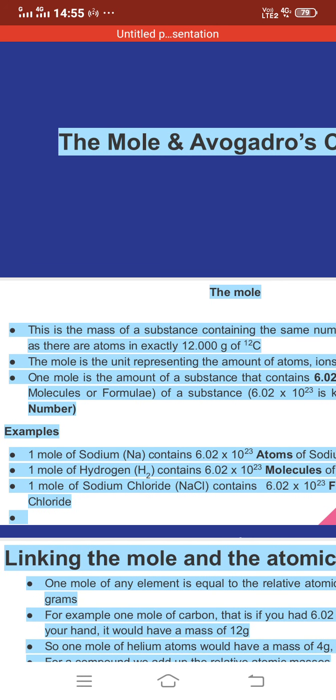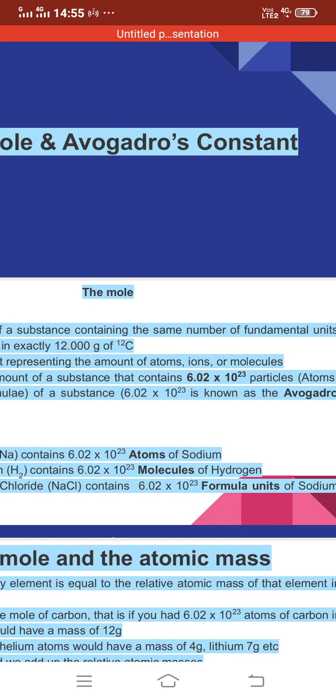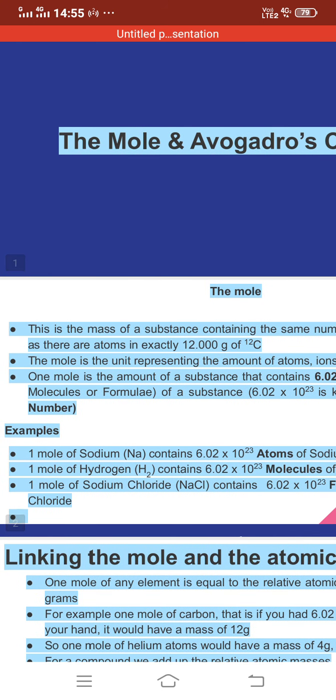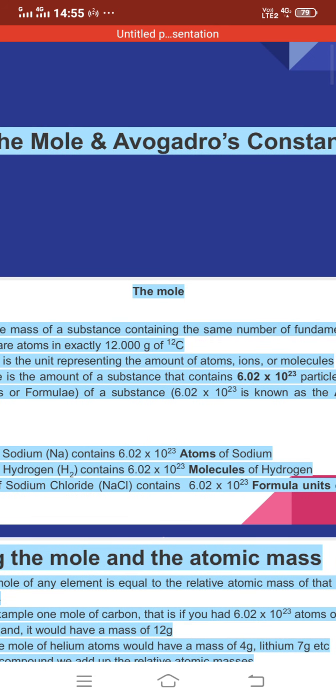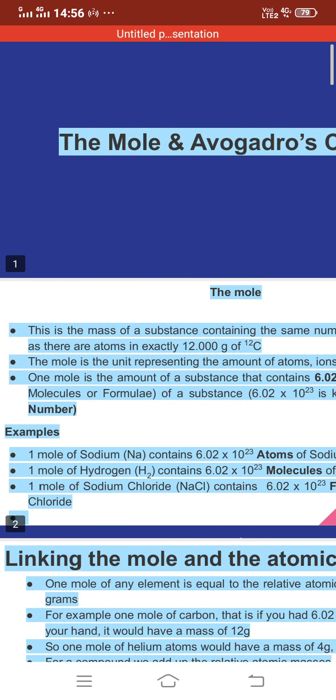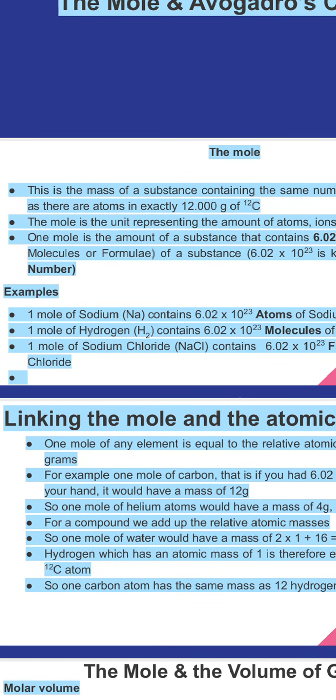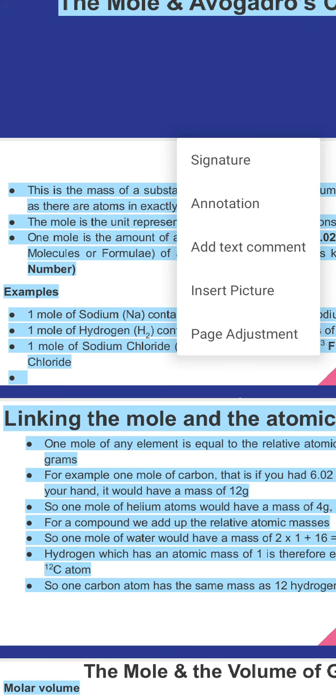1 mole is the amount of substance that contains 6.02 × 10^23 particles in the form of atoms, molecules or formulae of a substance. 6.02 × 10^23 is known as the Avogadro constant number. Example, 1 mole of sodium contains 6.02 × 10^23 atoms of sodium.